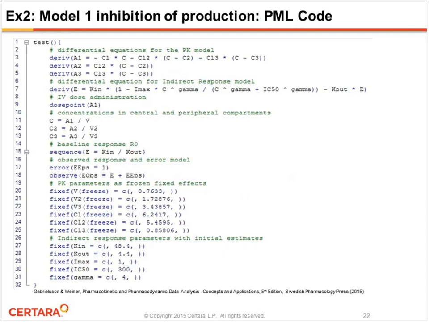Okay. And here we have the annotated PML code. The first block shows the differential equations for the PK model. The second block shows the response function, the full response function, including the inhibitory. The dose point is the A1. It's an IV dose administration. The concentrations are shown as C, C2, and C3. We establish baseline response using the sequence statement, E equals Kin divided by Kout. And then next we have the observed response and error model. The PK parameters are again found from the previous study, and they are entered as frozen fixed effects. And then lastly, we will show the fixed effects for the indirect response parameters as well as their initial estimates shown here. Next slide, please.